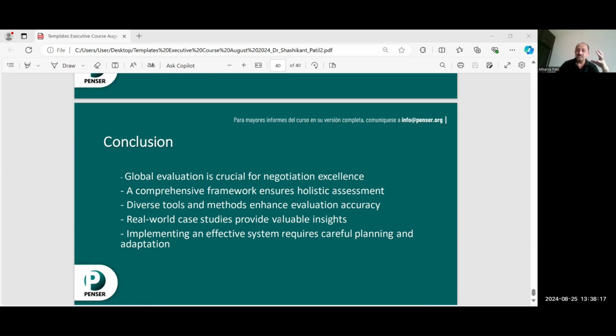You have to use heterogeneous, diverse tools, methods and metrics to enhance evaluation accuracy. You also have to compare and benchmark with real-world case studies that will provide valuable insights and help you design and develop an effective evaluation strategy and assessment tools. It also helps in implementing an effective system, which requires careful planning and adaptation.